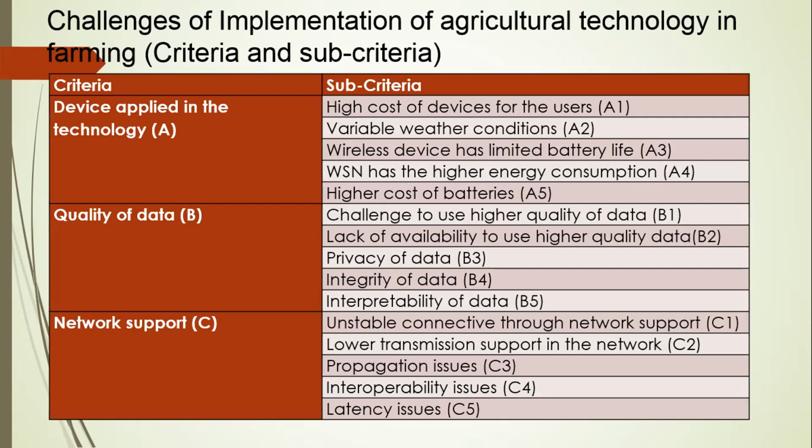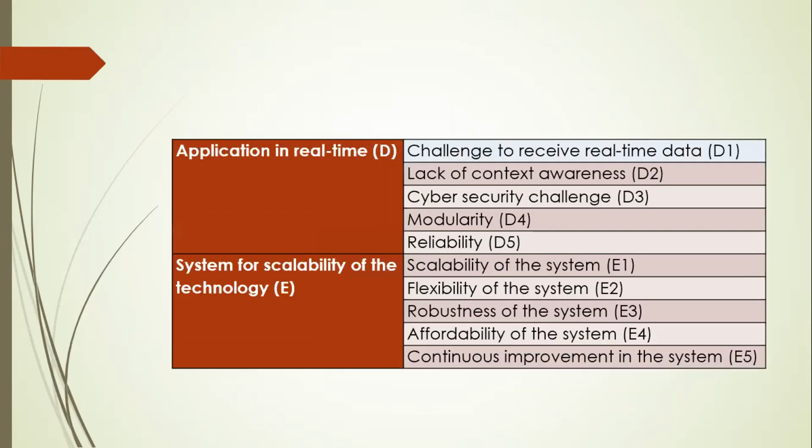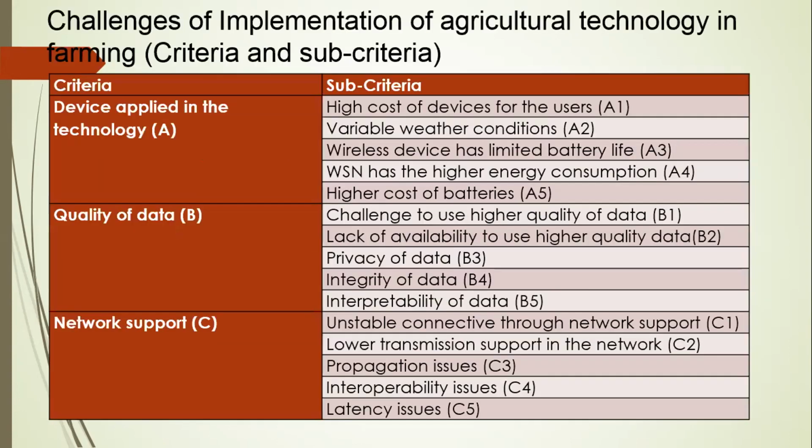So these are some of the criteria that I've already told you. The criteria are device applied in technology, quality of data, network support, application in real time, and system for scalability. We have also identified sub-criteria under each criterion. Under device applied in technology, we can talk about high cost, variable weather conditions, wireless devices having limited battery life, and WSN having higher energy consumption and higher cost of batteries.